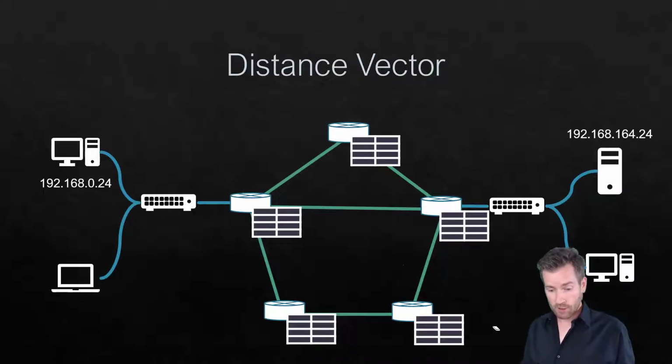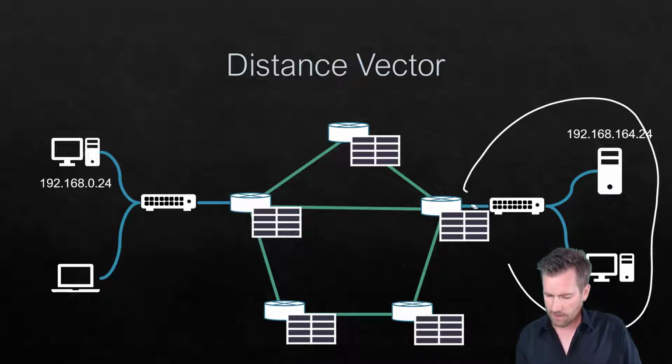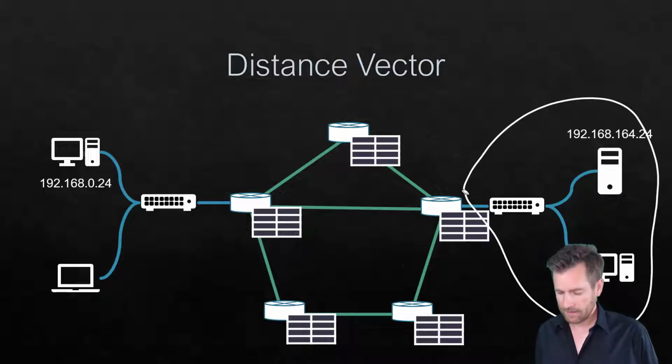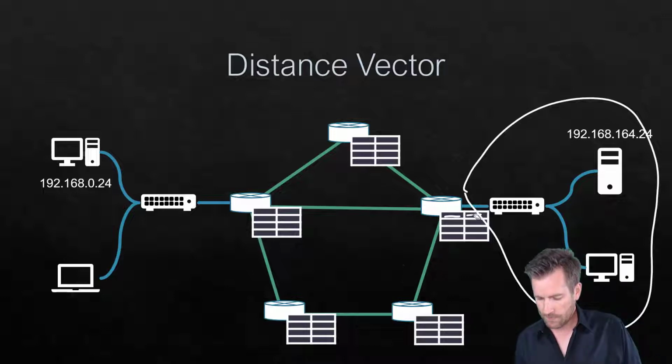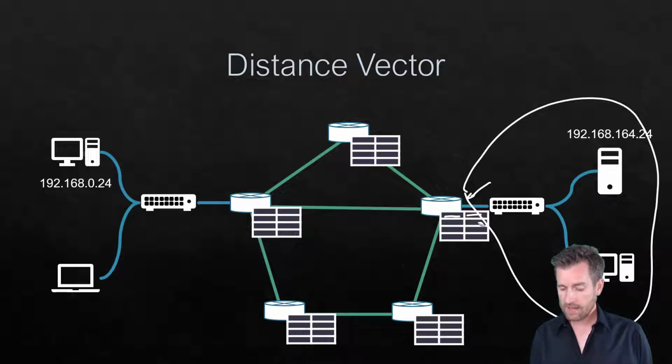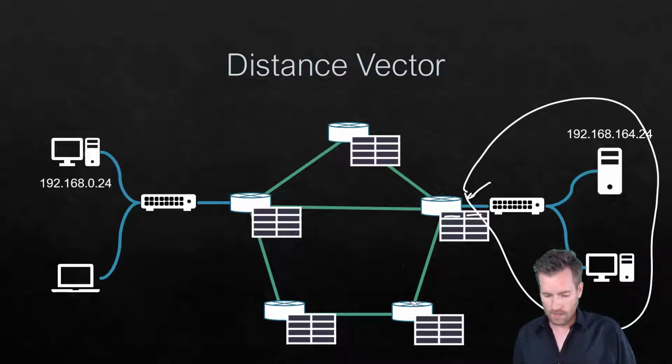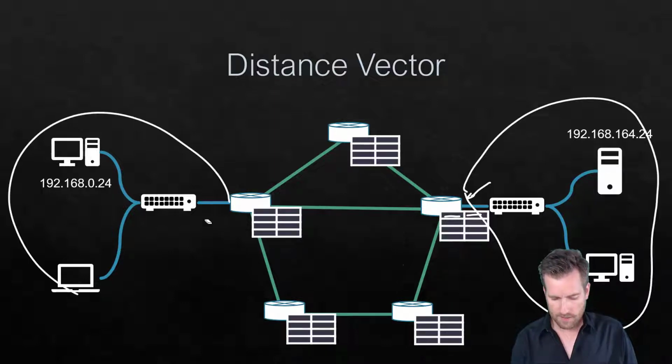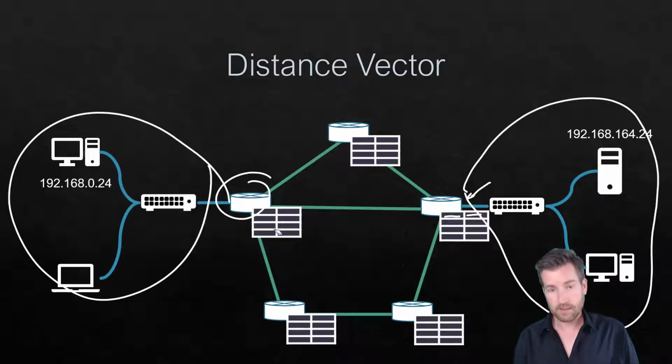So when you actually look into distance vector, how is it calculating hop count? Well, we know that this network right here is a directly connected network, and as soon as you bring up that interface with an IP address and subnet mask assigned to it, that is going to go into its routing table. And this router right here will have this directly connected network within its routing table as well.